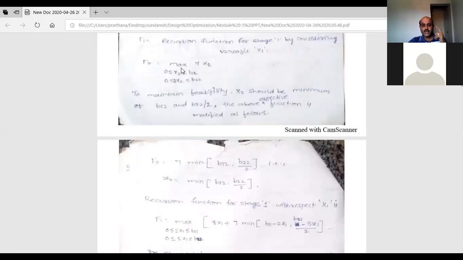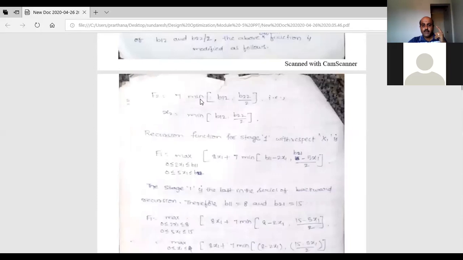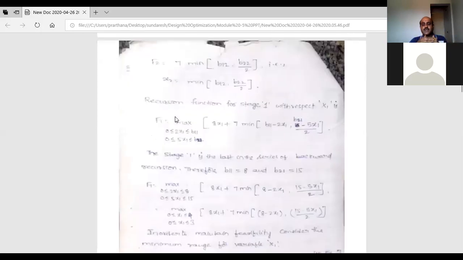Now f2 we are going to write as 7 times the minimum value of x2. Minimum of x2 means x2 can have a minimum value of either b12 or b22 by 2. Therefore, x2 we are going to write as minimum of b12 comma b22 by 2. So this is a very important thing. You are supposed to get the conclusion for x2. Okay. So next, this is the completion of the second stage.